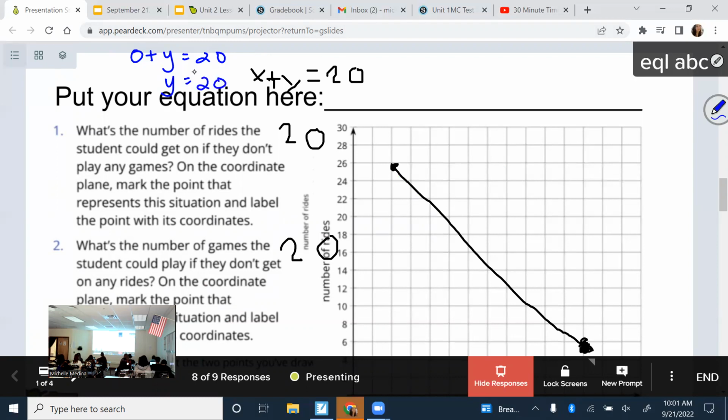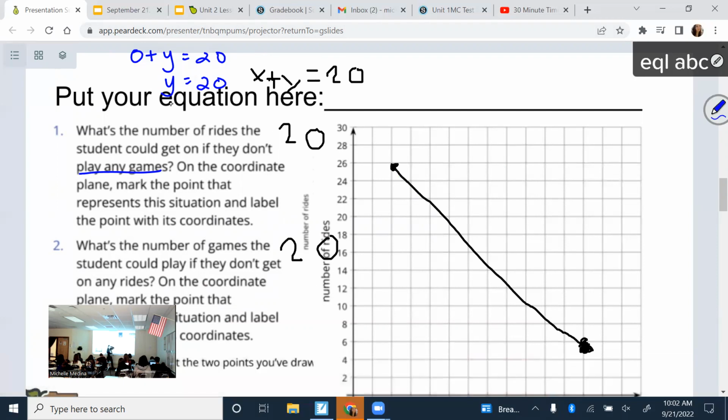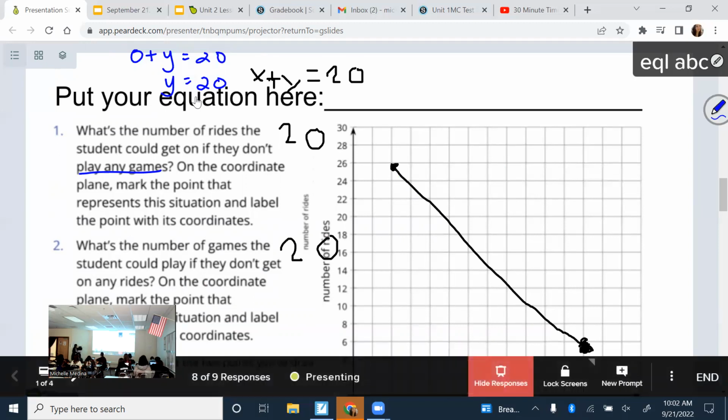20 is correct, because you're plugging in a 0, because they didn't play any games, so 0 for the game, like here, with 0 plus y. With 0 plus any number, that number. So 0 plus y is y, and then y is by itself, so it must equal 20. Okay? So then when I put my coordinate for that one, is it 20, 0 or 0, 20? 0, 20 for the first one. Then x was 0, y was 20.